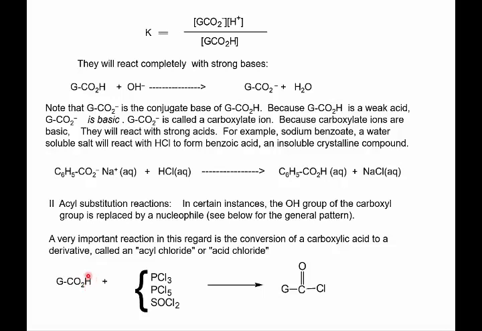The OH group of the carboxyl group is going to be replaced by, in this case, a chlorine. And the product then is this. This is actually a derivative of carboxylic acid. It's called an acid or acyl chloride. And we saw that before back in chapter 19.